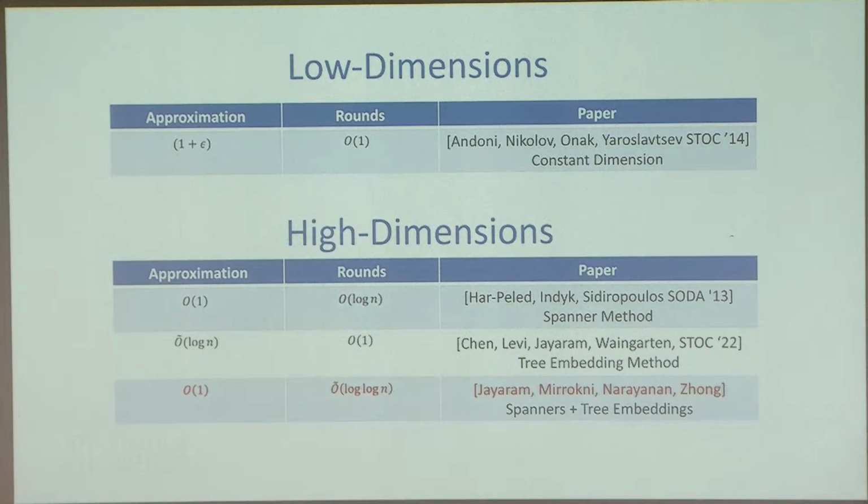Then what's the cure? We show that we can combine both ideas. Tree embeddings use the geometric information, and the spanner is more fine-grained locally. So we just combine these two. And after combining this, we show that we can achieve a log n number of rounds and a constant approximation.